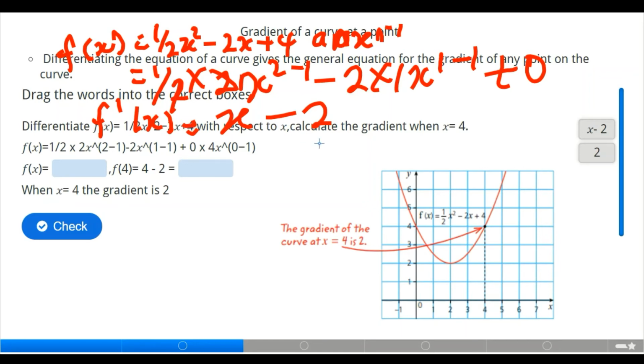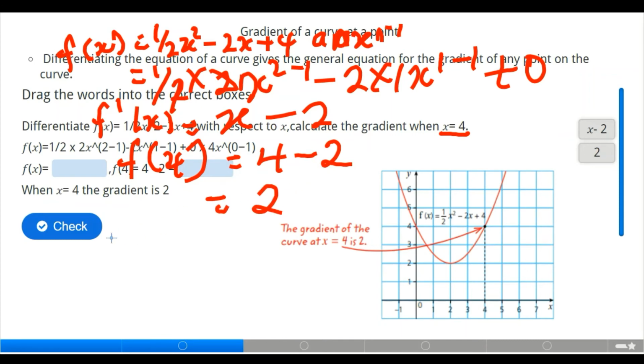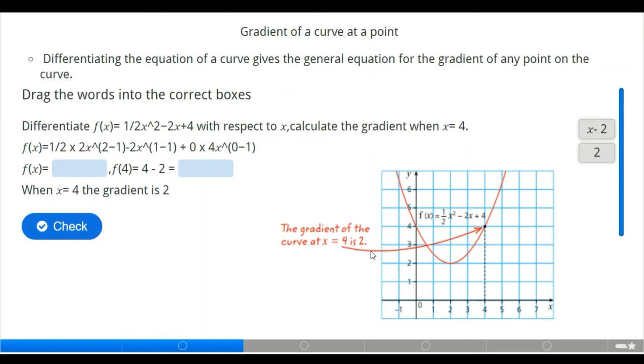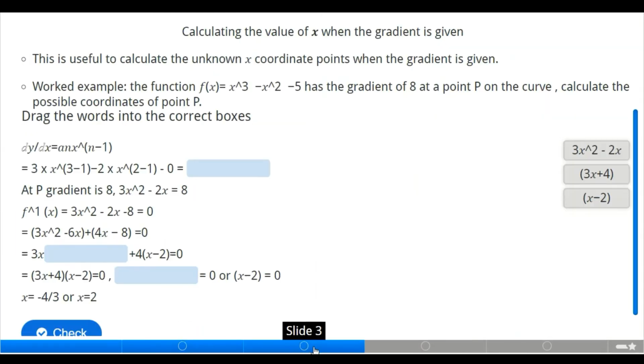So what we just need to do now is replace x in our gradient function when x equals 4. So wherever we see x, we replace it with 4. So we have 4 minus 2, that is 2. So the gradient of this given illustration is 2. Now let's look at the next example that we have here.